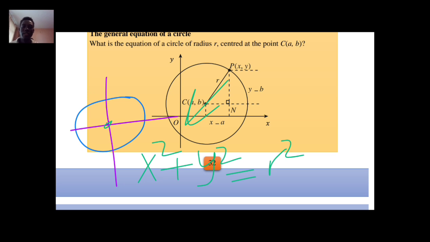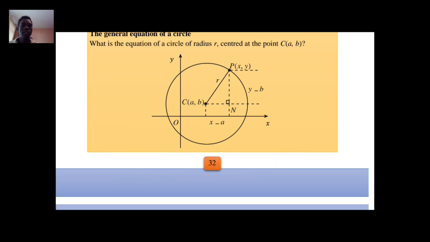So for today, we are not going to look at the equation of the circle with the center at the origin, but when the center of the circle is not at this point, but somewhere on the x and y plane. It can be here or somewhere here. So how do we get those kinds of equations of circles?